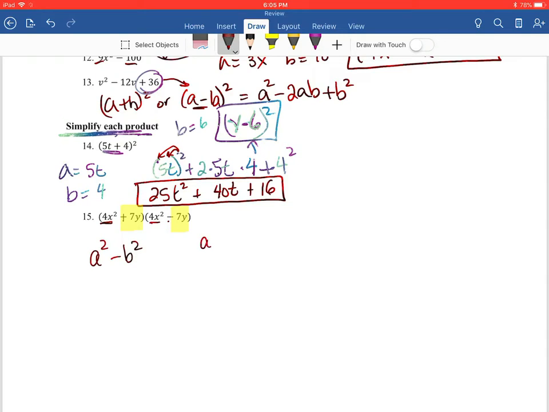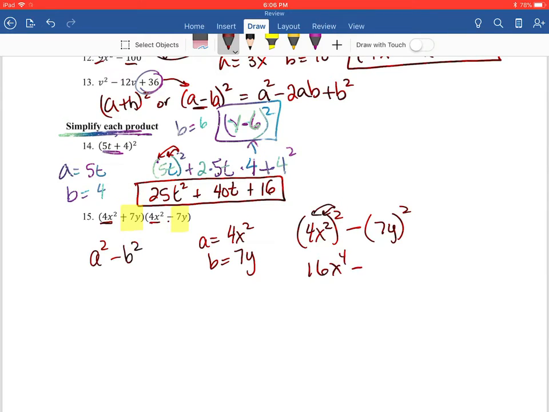So now I can say that my A value is equal to 4x squared and my B value is equal to 7y. So when I write this out in my rule, this is going to be 4x squared squared minus 7y squared. So then that 2 gets distributed again, so that's going to be 16x to the 4th power minus 49y squared.